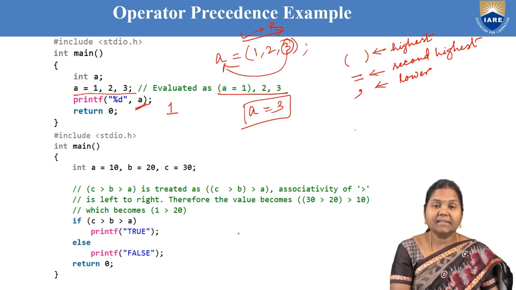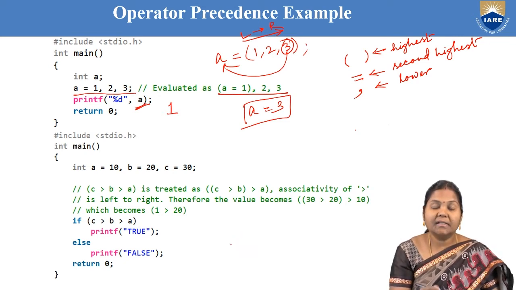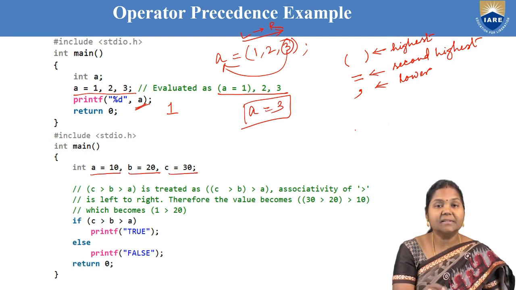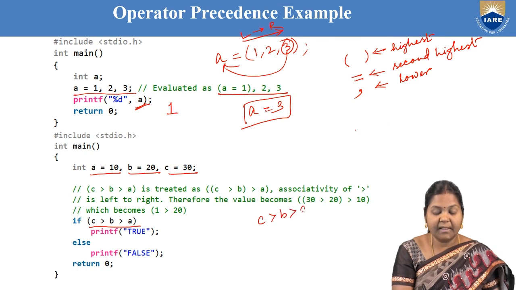Now, coming to the next example. We talked about how there is no chaining in case of comparison operators in C language. Let us see one example. Initially A is equal to 10, B is equal to 20 and C is equal to 30. There are three variables. And there is an expression: if C greater than B greater than A. How is this expression evaluated? C is 30, B is 20 and A is 10.